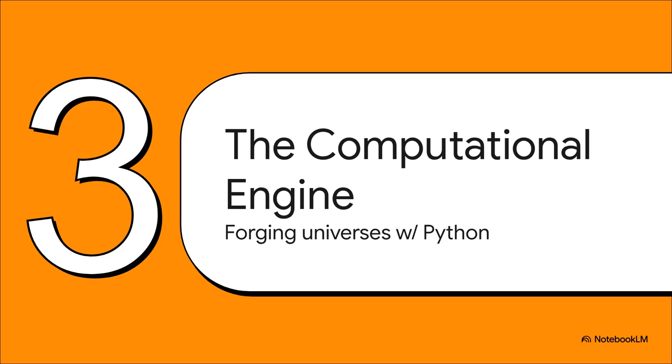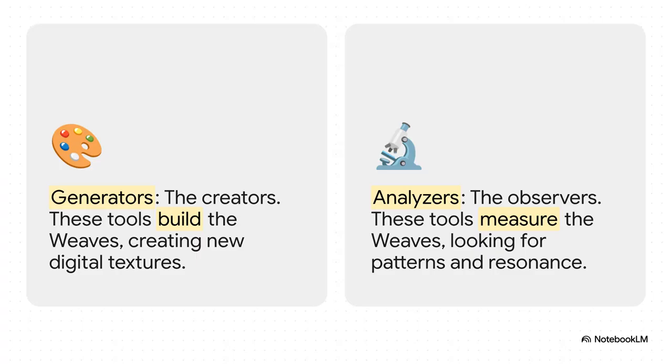Okay, so we have a cosmic theory, and we have a digital material to build with. Now we just need the workshop, the tools to actually forge these new universes. And this is where the computational engine comes in. It's a full toolkit written in Python designed specifically to create, manipulate, and understand these weaves. The whole engine is really built around two key types of tools: generators and analyzers. And you can think of it this way.